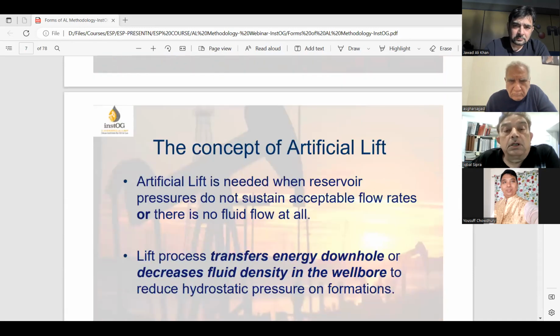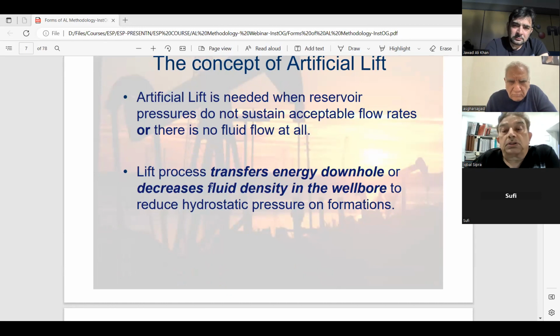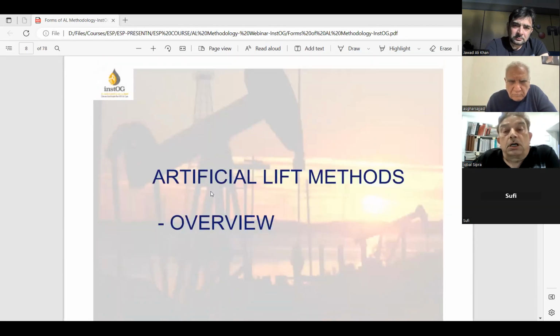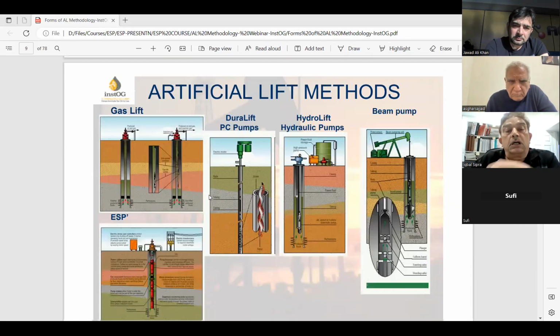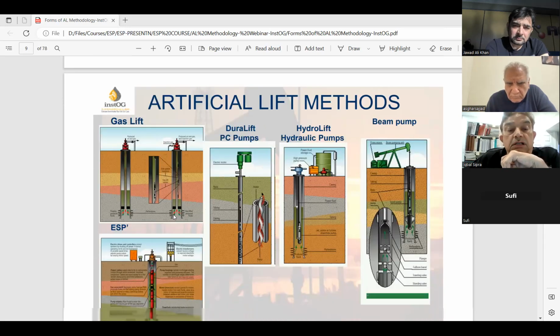Pressure to head conversion: head in feet is pressure in PSI divided by specific gravity times 0.433 PSI per foot. The concept of artificial lift is needed when reservoir pressure cannot sustain acceptable flow rates, or there is no fluid flow at the well at all. The lift process transfers energy downhole or decreases fluid density in the wellbore to reduce hydrostatic pressure on the formation. So, artificial lift methods overview. There are different methods: beam pump, which is a very old concept in service since the 18th century, hydraulic lift, jet lift, gas lift, and ESPs.